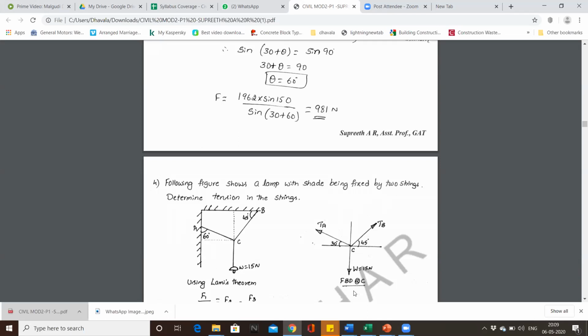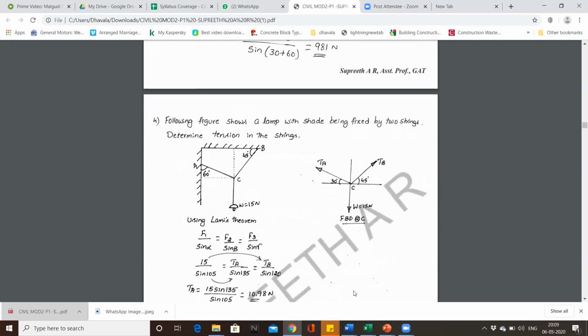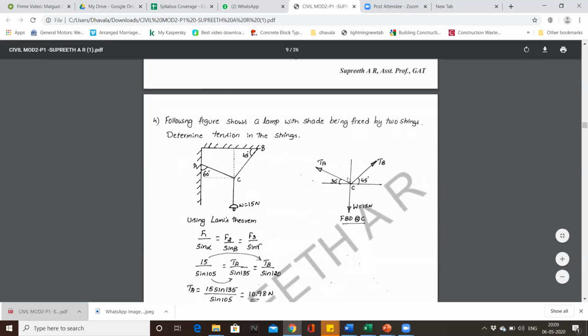Here the problem statement goes this way. The following figure shows a lamp with shade being fixed by two strings. Determine the tension in the strings. This is a very easy problem, a direct problem. The free body diagram will be this way: weight of the lamp, the first string and the second string. First string is TA, second string is TB, inclined at 45 and 60 degrees respectively.